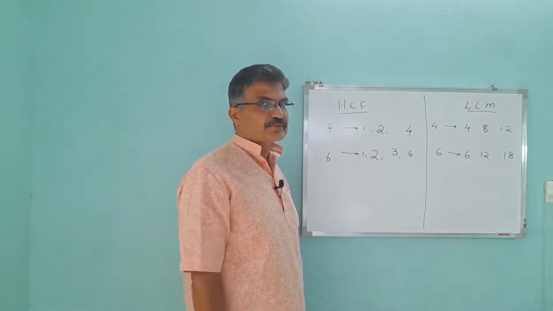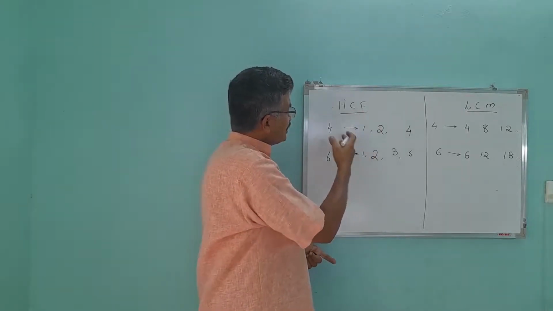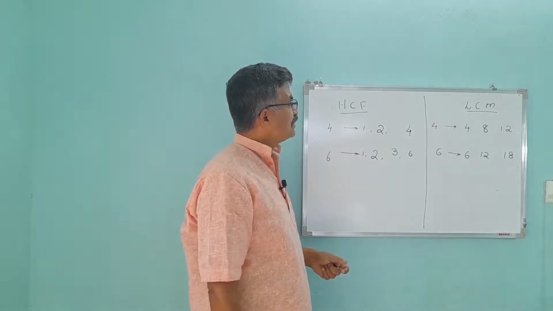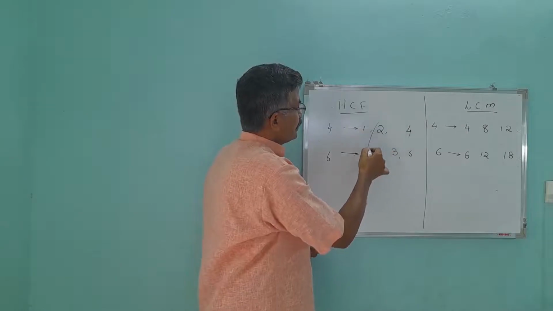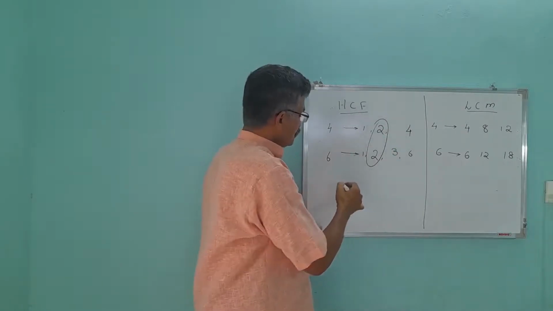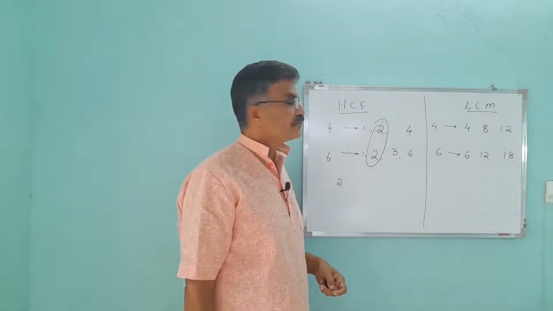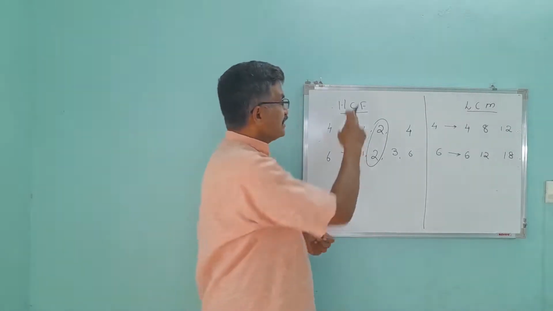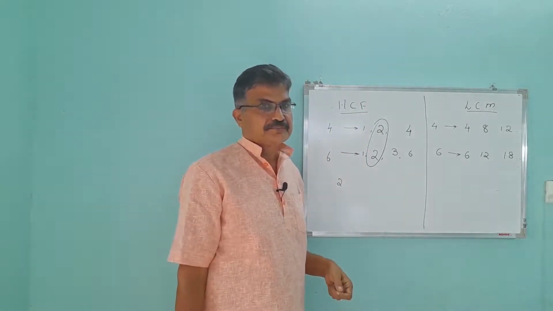1 is a factor of every number. So, what are the common factors between 4 and 6? The highest common factor here is 2. Am I right? So, 2 is the highest common factor of 4 and 6. HCF is always less than the given numbers.